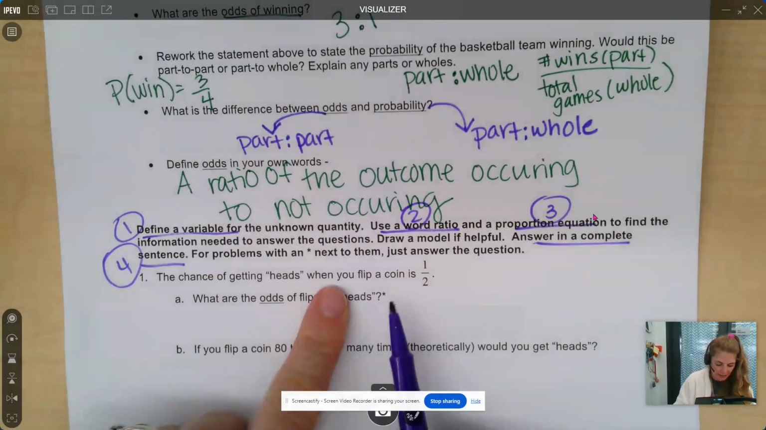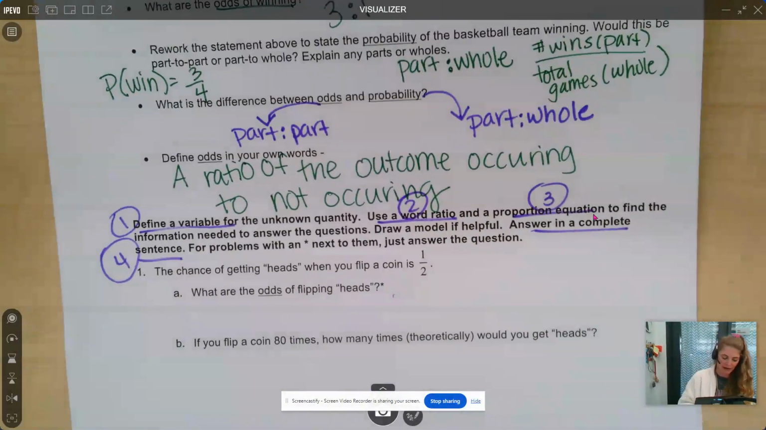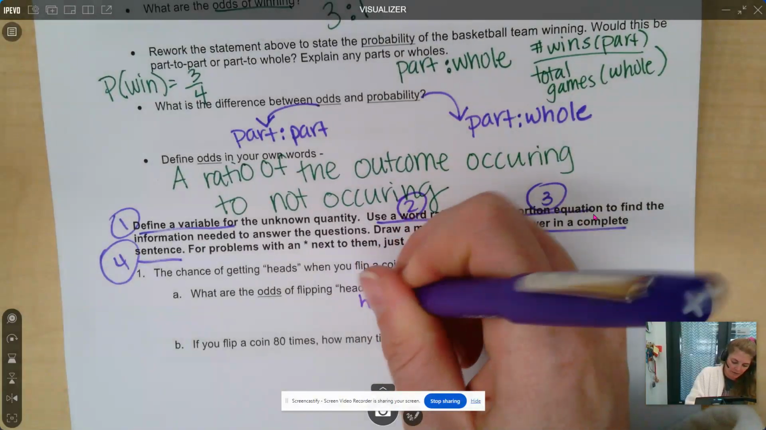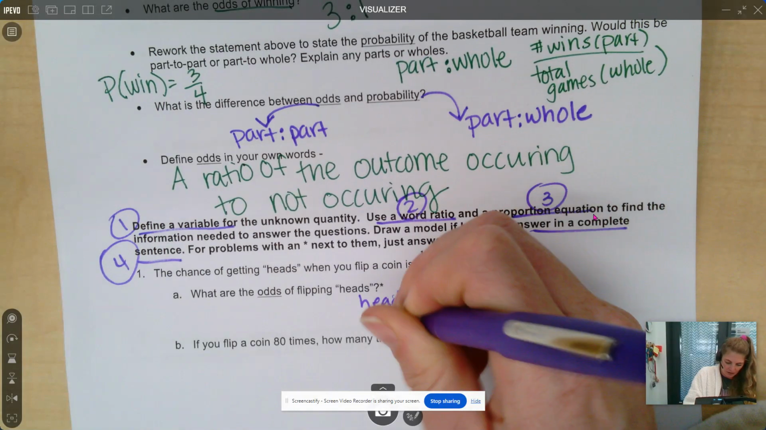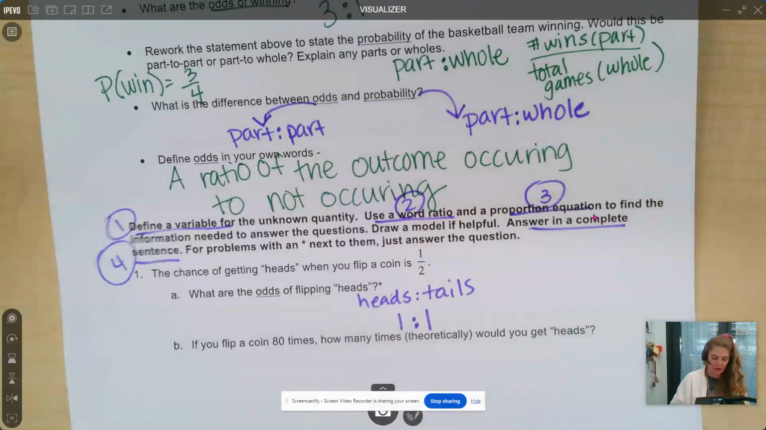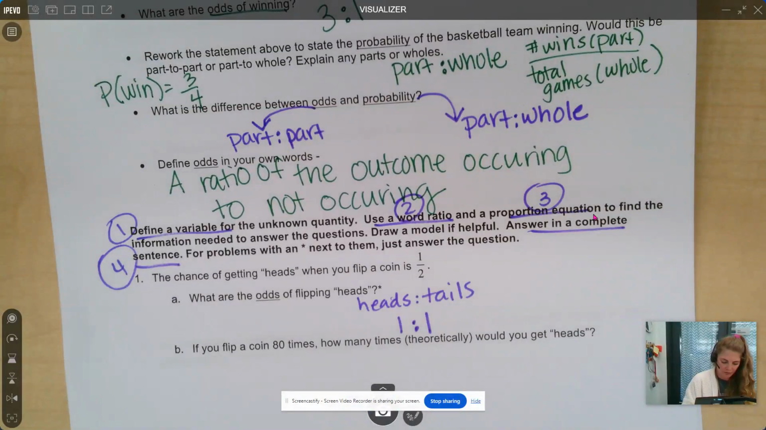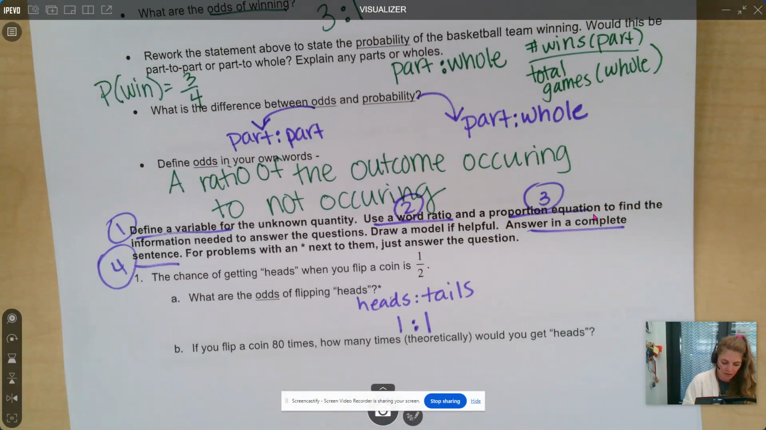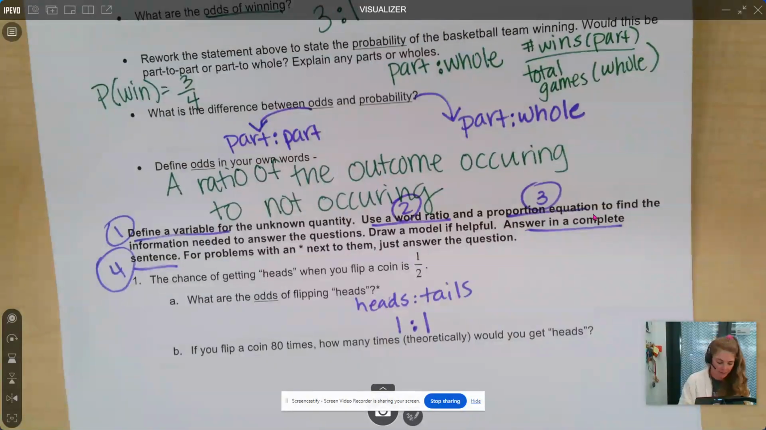So let's see. This one has a star next to it. The chance of getting heads when you flip a coin is a half, so it's a fair coin. What are the odds of flipping heads? So remember, for odds, we're thinking of heads to tails here. So the odds are 1 to 1. Part B doesn't have a star next to it, so we are going to have to do all those things. So define a variable, write a word ratio, set up a proportion equation, solve it, and answer in a sentence.